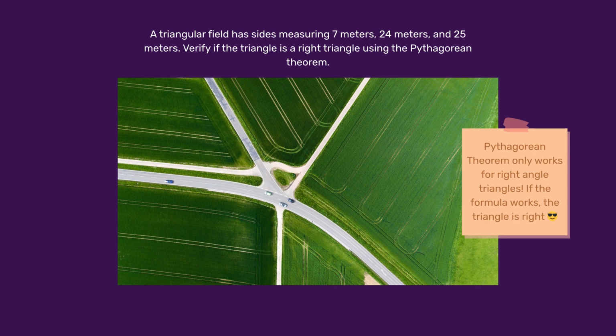Now let's apply these concepts in a different way. Here's a question. A triangular field has sides measuring 7 meters, 24 meters, and 25 meters. Is this a right triangle? You can use Pythagorean Theorem to figure this out. Pause the video here to try it out, and then unpause to check your answer.